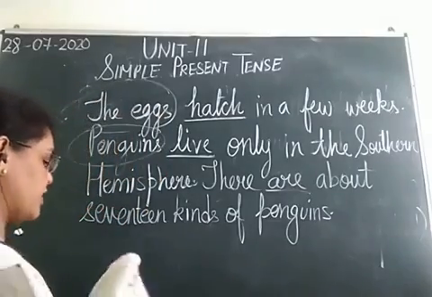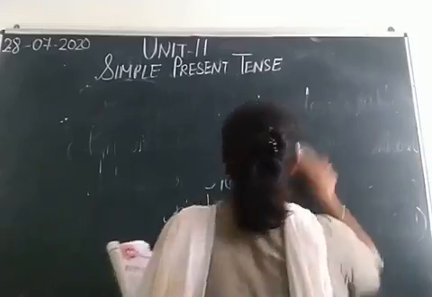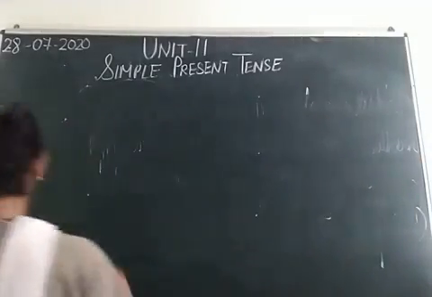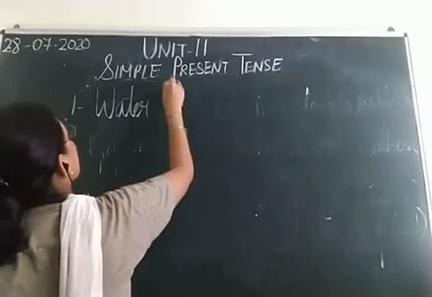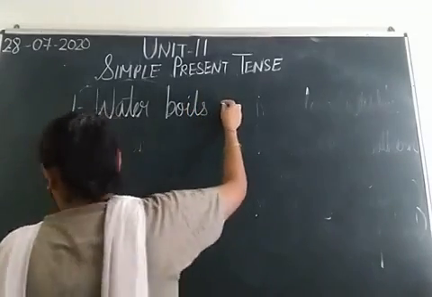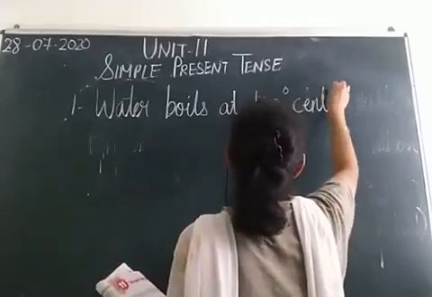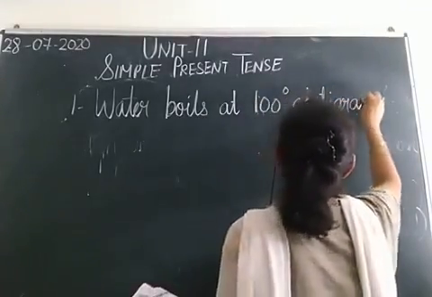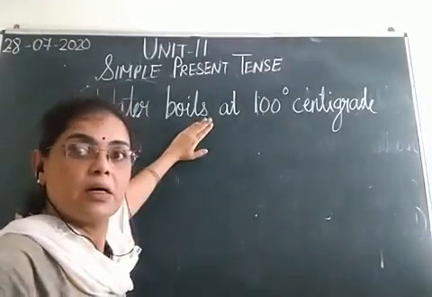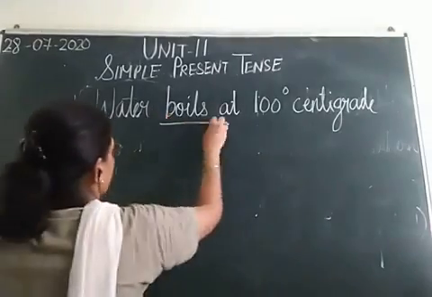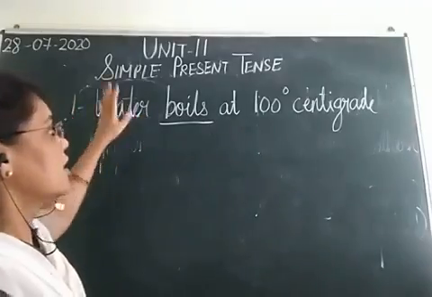Now students, let's look at the examples of page number 47. I'll explain those examples also, and then I'll begin with the exercise. Students, the first example is water boils at 100 degree centigrade. This is a scientific fact. And we use the simple present tense to tell about scientific facts, that water boils at 100 degree centigrade. So simple present tense is used with all the scientific facts.